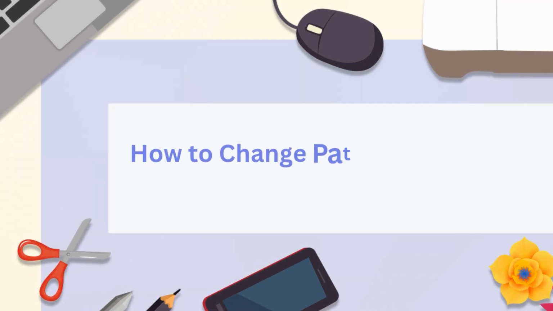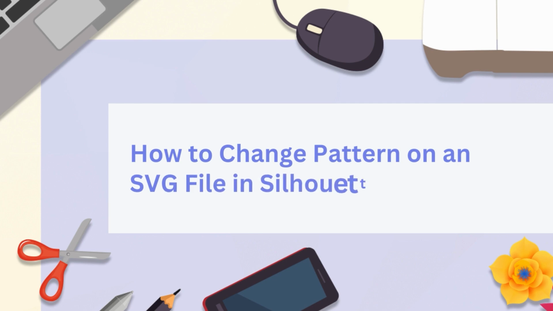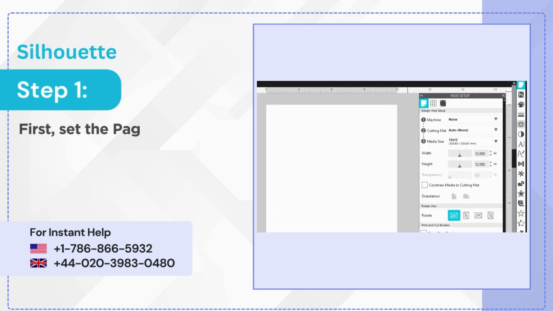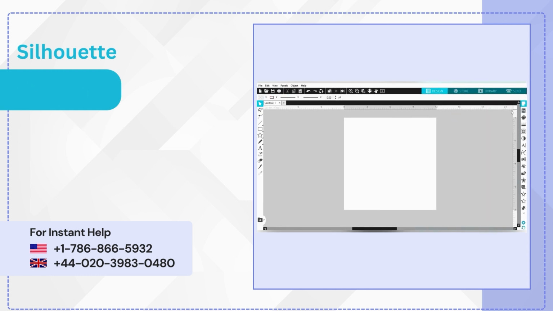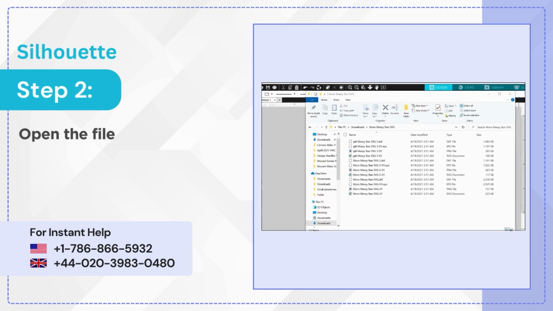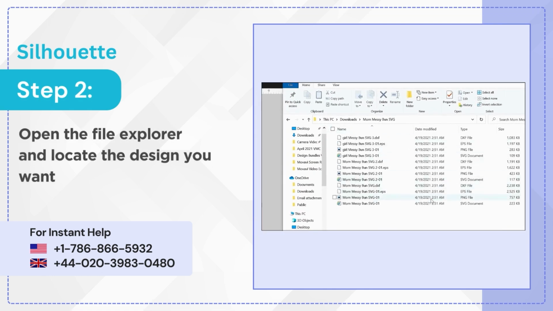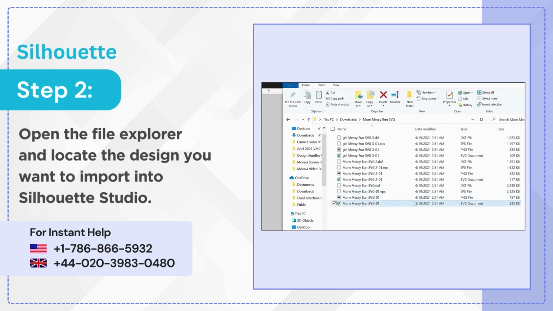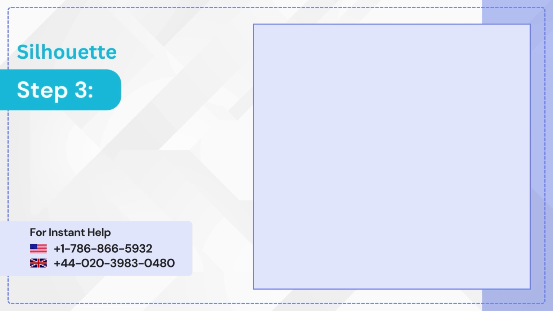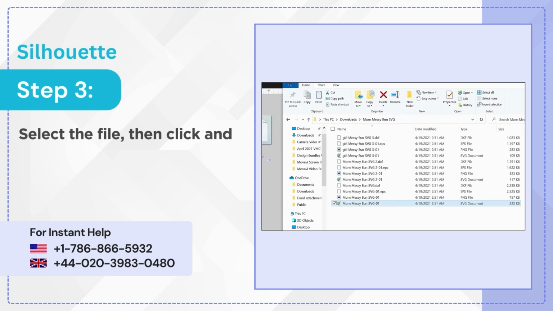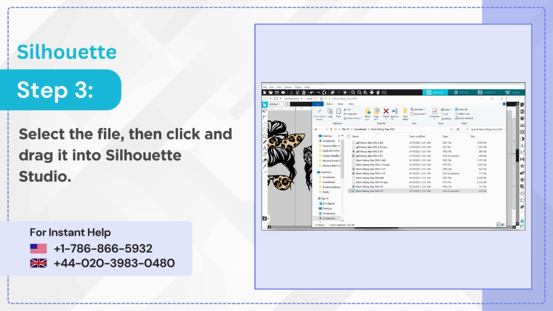How to change pattern on an SVG file in Silhouette Studio. Step 1. First, set the Page Setup panel. Step 2. Open the File Explorer and locate the design you want to import into Silhouette Studio. Step 3. Select the file, then click and drag it into Silhouette Studio.